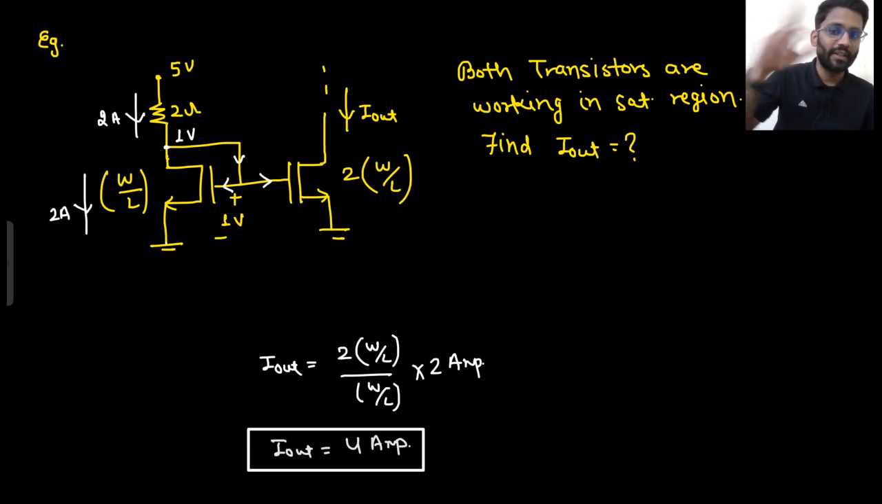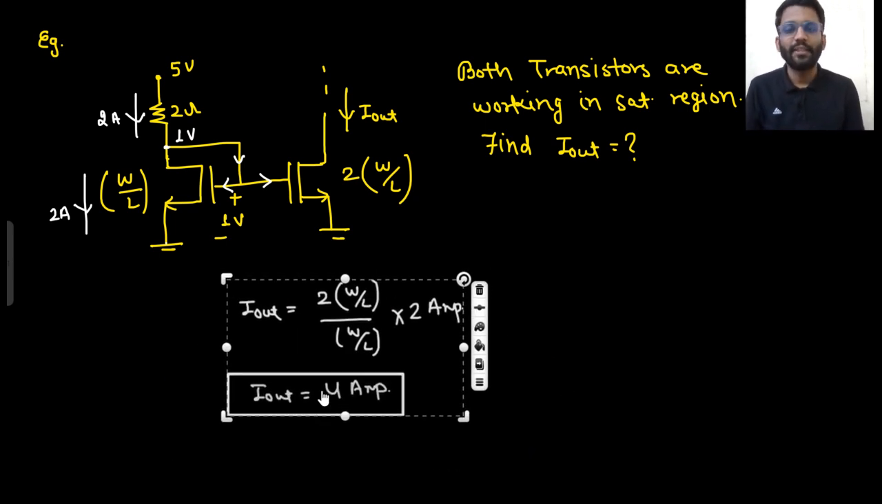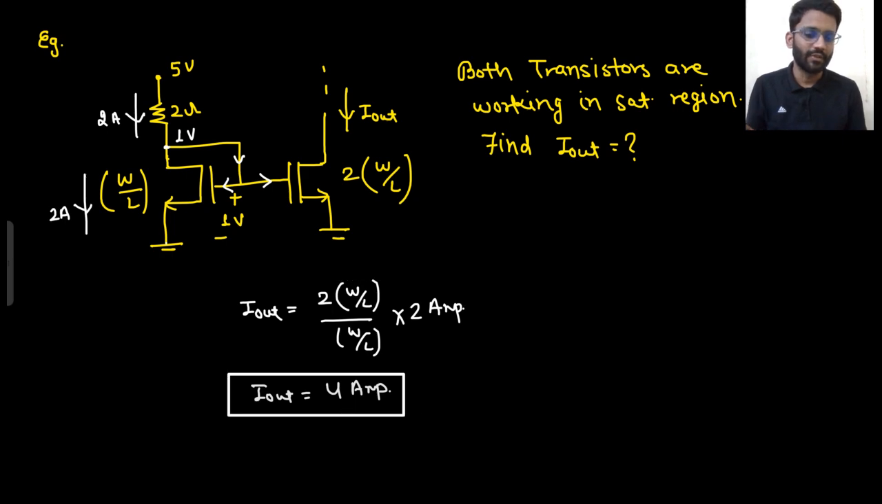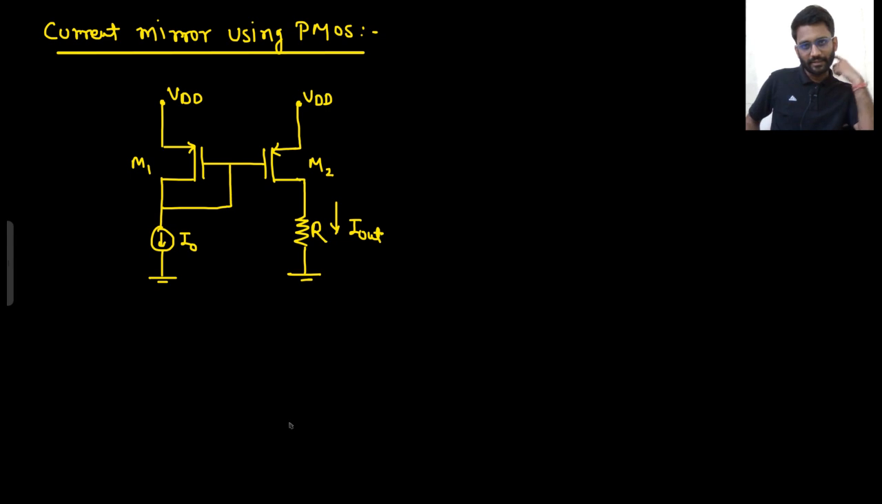But make sure both the transistors are working in saturation region. That is the most important point. Both should be working in saturation region. That's it. That was the complete analysis. Let's move on to our next topic, that is current mirror circuit but using PMOS. Same, that's it. This is the current mirror circuit using PMOS.